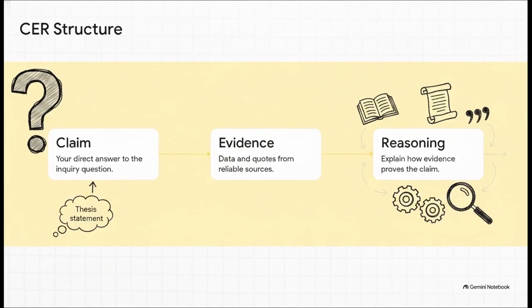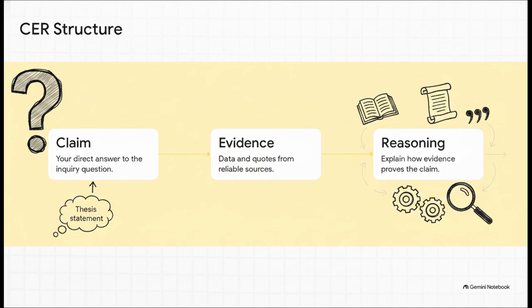Let's break this down real quick. Step 1, make a claim. This is your direct, punchy answer to the historical inquiry question. It's your thesis. Step 2, provide evidence. This is where you pull in data, quotes, and cold, hard facts from those credible and reliable sources we just talked about. And finally, step 3, state your reasoning.